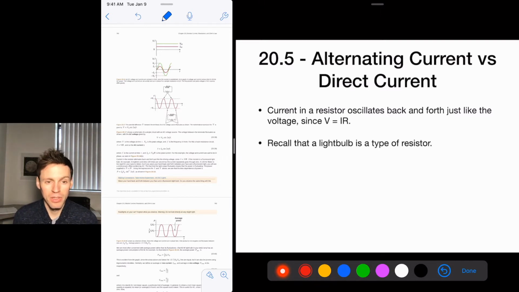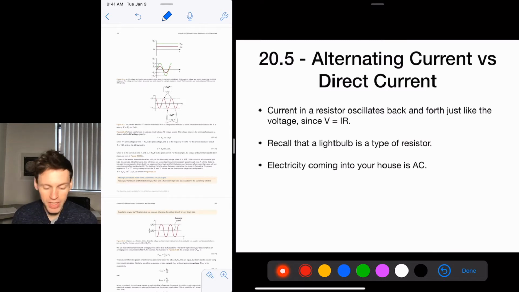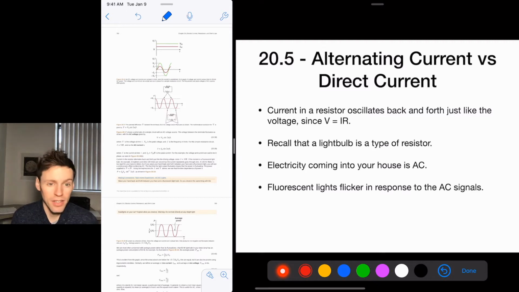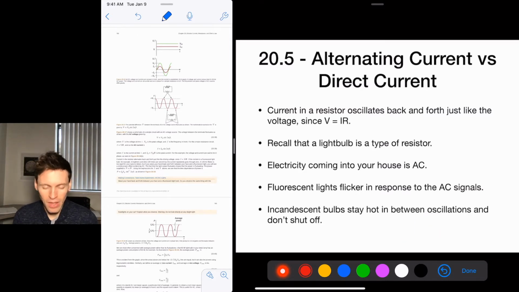A light bulb resists the flow of current, and when it does, it takes energy, and that energy is converted into visible light. The electricity coming into your house is AC, and fluorescent lights, like the ones in the room you're in probably, flicker. They go plus V, minus V, plus V, minus V, so they cross 0. This flickering is because they're actually switching on and off quite often, 120 times a second actually.